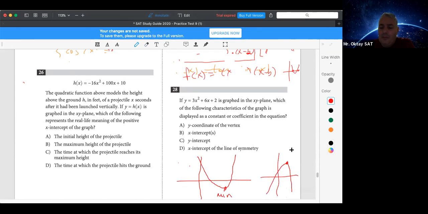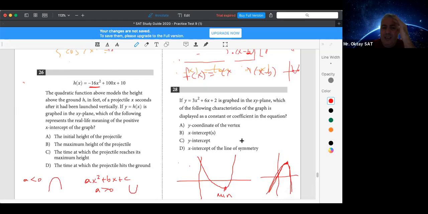Yes or no? Yes, sir. Now, when you have ax squared plus bx plus c, if a is greater than 0, the function is like this. If a is less than 0, the function is like this. So in this question, is a less than 0? Yes, it's like that. Very good.